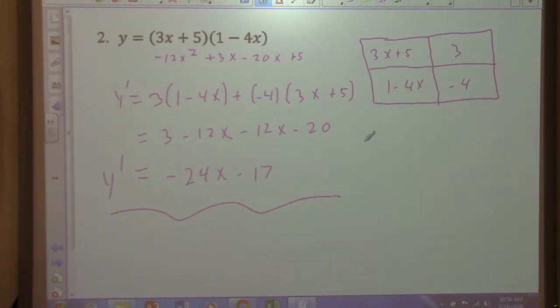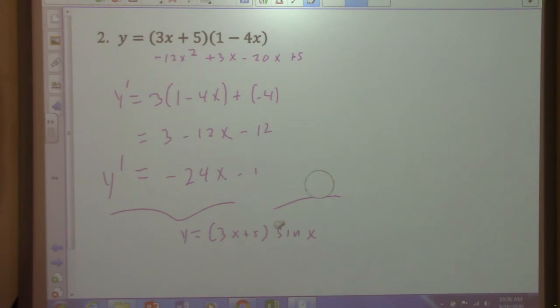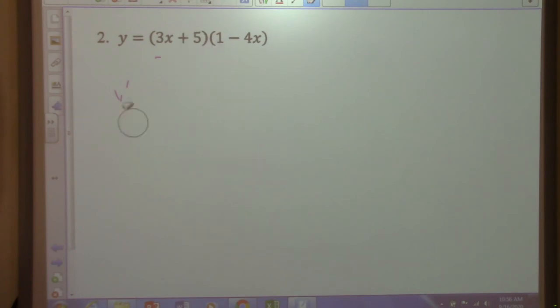Because sometimes, let's say we had a function like this, y equals 3x plus 5 times sine x. Now we haven't done trigonometric derivatives yet, but this is one where I guess you could still distribute and do it that way too. But there are times that the product rule is going to be really, really helpful to us. But it's just part of the set of tools available to us. That's really what it is.